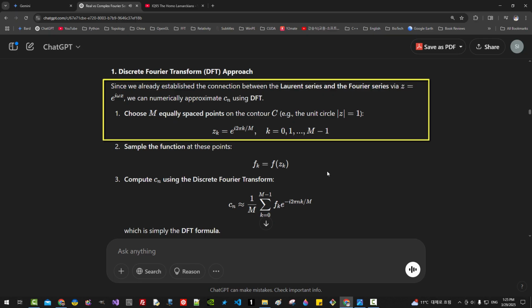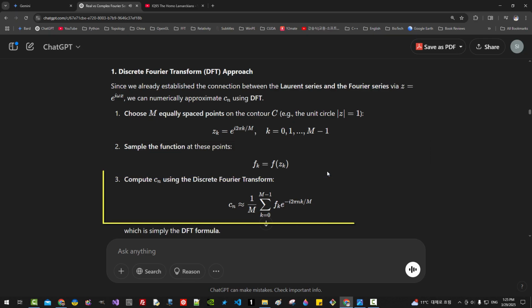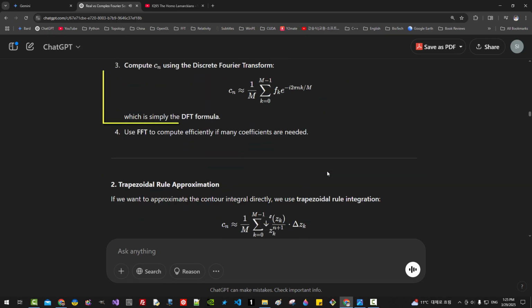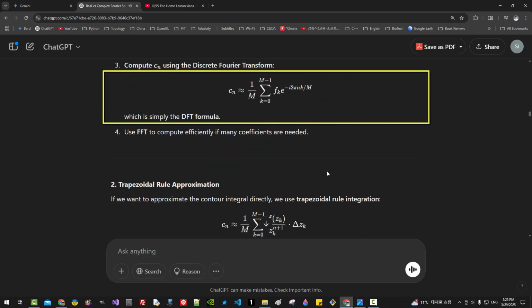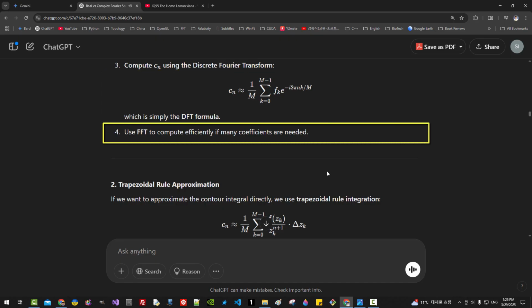1. Choose m equally spaced points on the contour C, e.g. the unit circle |z| equals 1, zk equals e^(i 2 pi k/m), k equals 0, 1, ..., m minus 1. 2. Sample the function at these points: fk equals f(zk). 3. Compute Cn using the discrete Fourier transform: Cn approximately equals 1/m sum for k equals 0 to m minus 1 of fk e^(-i 2 pi n k/m), which is simply the DFT formula. 4. Use FFT to compute efficiently if many coefficients are needed.